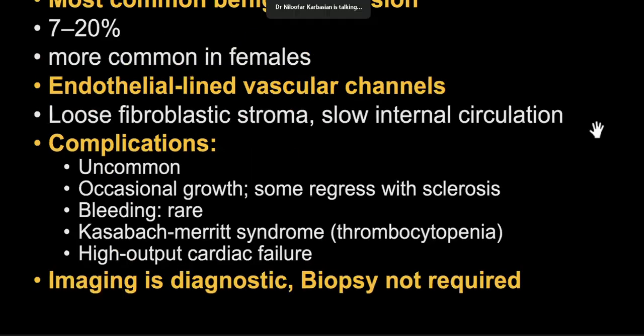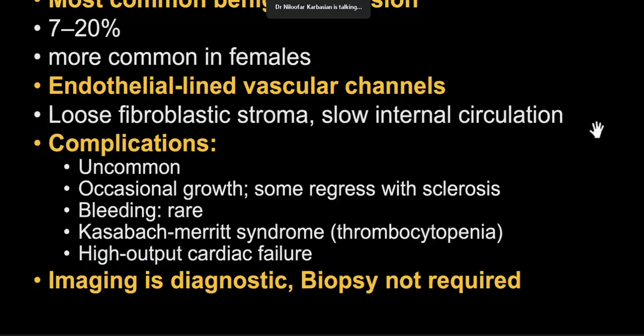Of course, they're the most common benign liver lesion. They're not really a tumor. They are endothelialized vascular channels or malformations, if you will. They happen in 7 to 20% of people. They're more common in females. They basically have slow internal circulation with loose fibroblastic stroma. There are basically no real complications associated with them.